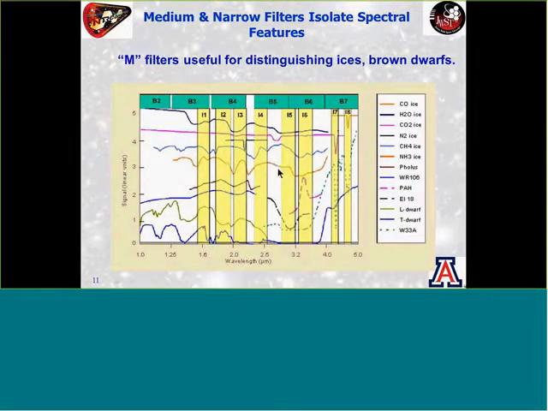This is just a schematic representation of some of the medium band filters overlaid onto various ices that one might find either on ice grains in the interstellar medium or on debris disks or on outer solar system bodies. And so NIRCam will be useful for getting diagnostic information on ices and also on possible features in brown dwarfs. I'll come back to that when I talk about the science program.